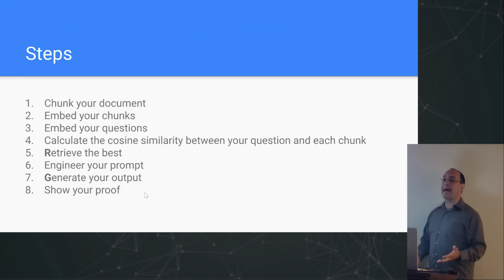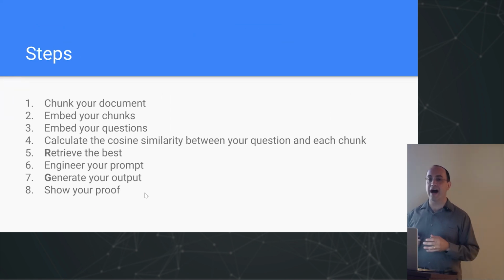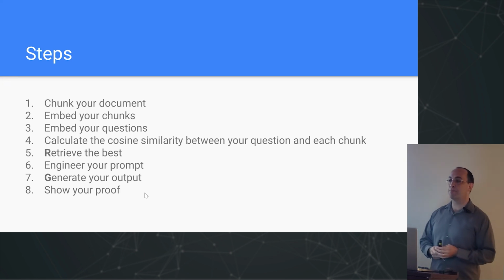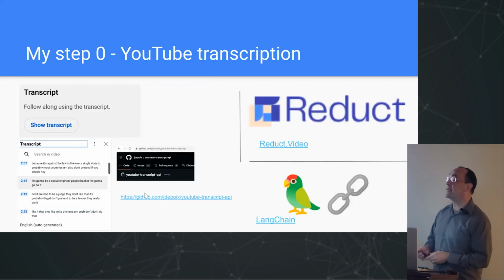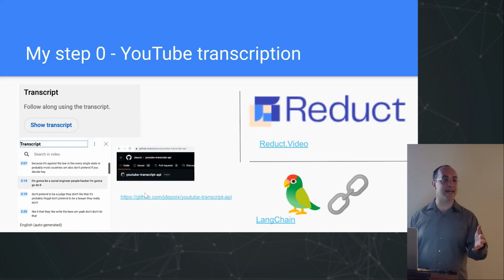And this leads us to how to create a RAG. I'll go through this more in detail in a moment, but you first split and chunk your document, you embed your chunks, you embed your questions, calculate the cosine similarities, retrieve the best, engineer your prompt, generate your output, and show your proof. Step 0, before you can actually do any of that, is taking what you have and turning it into text. My example at the beginning, the app that I created, is about YouTube videos.